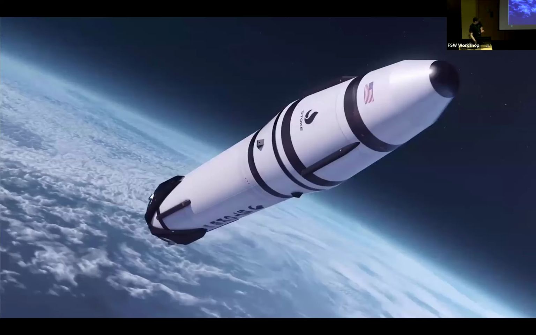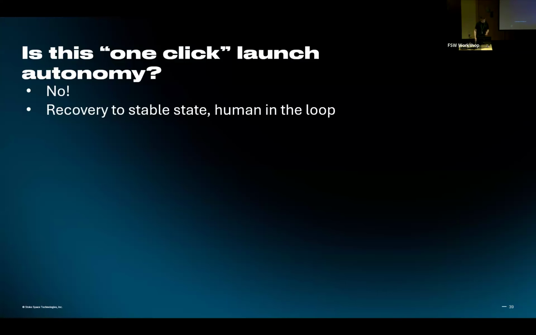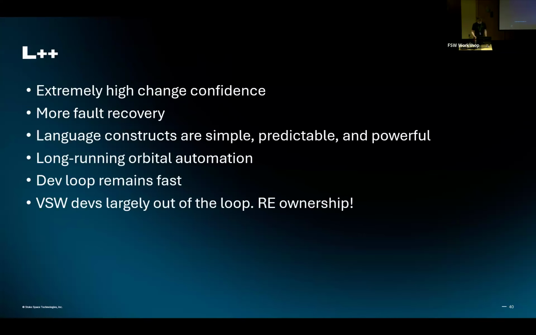So is this one-click launch autonomy? And again, the answer is certainly no. I even said we're going to have anomaly resolution and holds and things of that nature. The goal of this Flight 1 autonomy is to keep us moving through the day and progress to a stable state where we can go solve the problems that we didn't know to expect. So looking forward, launch after launch, all these bullets are pretty much picked from other slides. We want high change confidence, more fault recovery, language constructs that work, and a system that works for system owners to actually write their own autonomy.